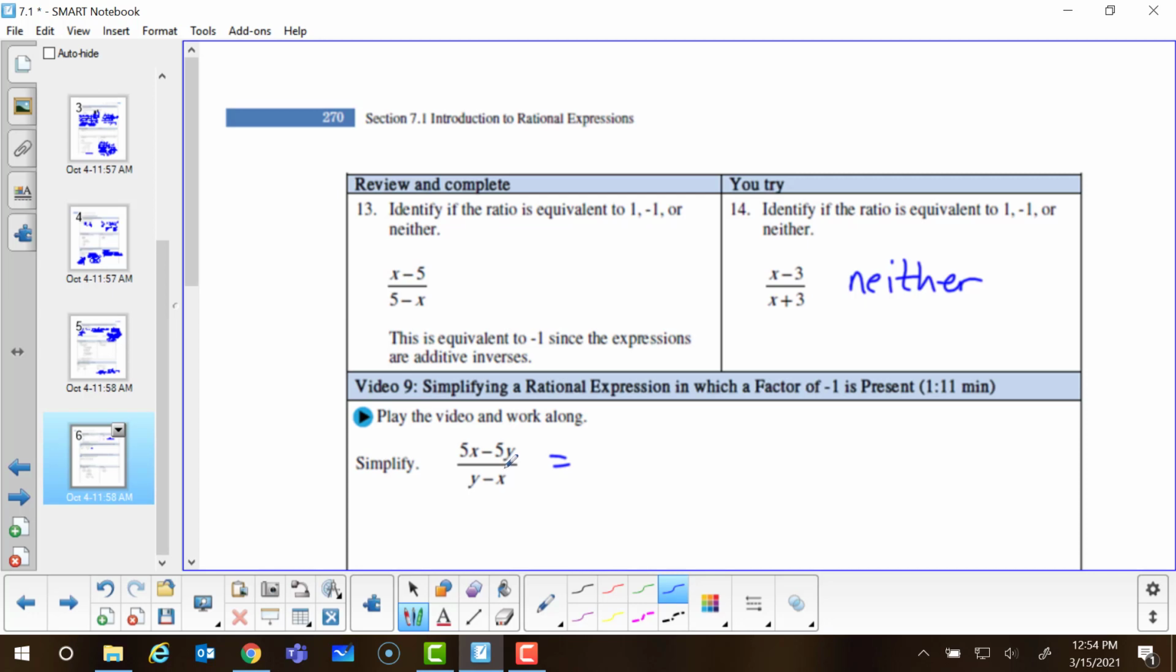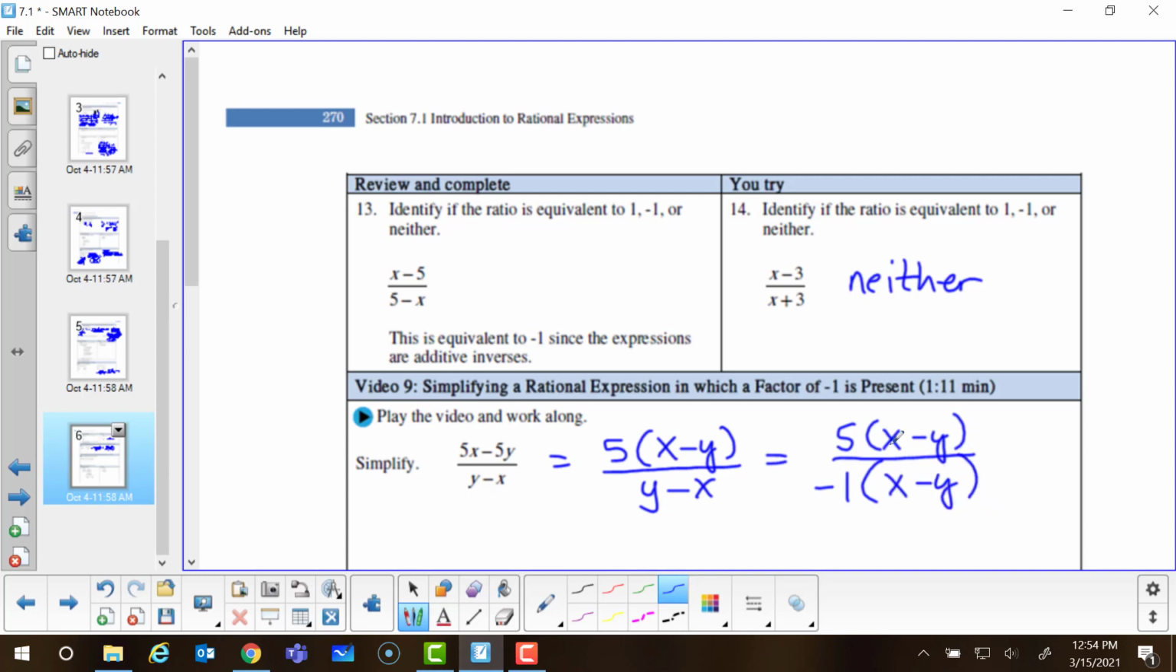On the top, I could take out a 5, and I would have an x minus y. On the bottom, I have a y minus x. If that y minus x were really x minus y, I could do more with it. So I'm going to leave the top alone, 5 over x minus y. I'm going to take a negative 1 out of this bottom, and it flips the order, x minus y, like that. Now they match, and I could cancel. And I'm left with 5 over negative 1, which is negative 5.